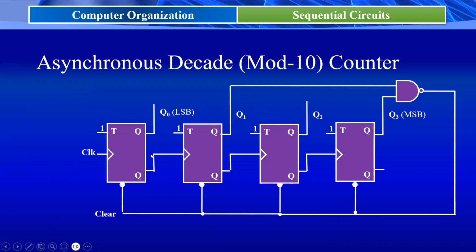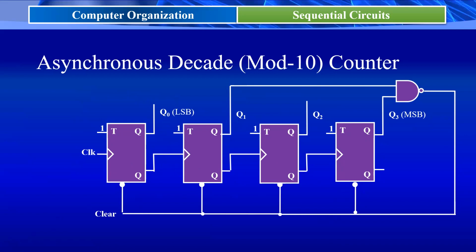So with positive edge triggering and Q bars connected here, automatically your counting style is up counting. This counter counts only from all zeros to 1001, because these are the 10 different counts that should be counted by your decade counter. A decade counter is a mod 10 counter, counting from 0 to 9.